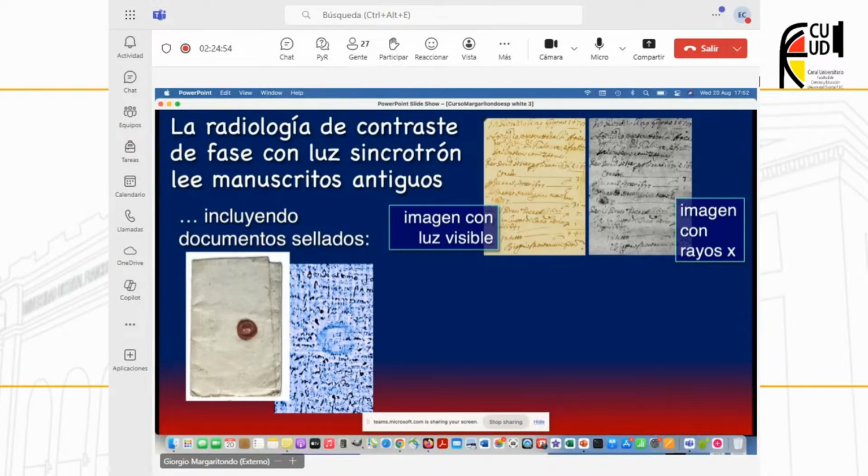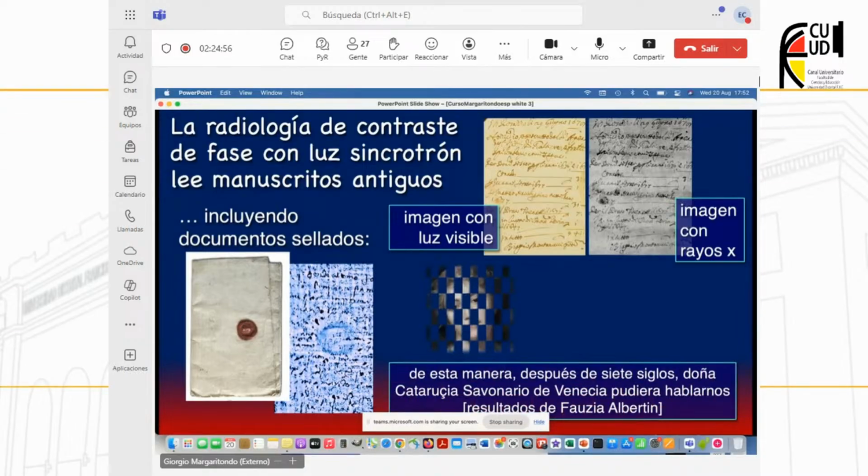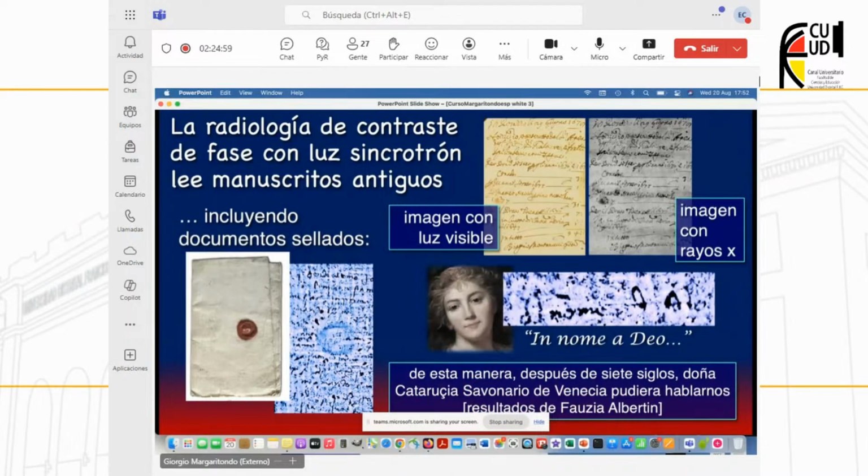Well, we started looking at these documents, and that's one example of a document by a noble lady in Venice that many centuries after having written the testament had sealed it, but no one could read it. And now you could start reading it. You can see here the beginning in which the lady mentions God to ask help in redacting the testament. So that's one example in which we can exploit the properties of coherence in correlation for imaging.